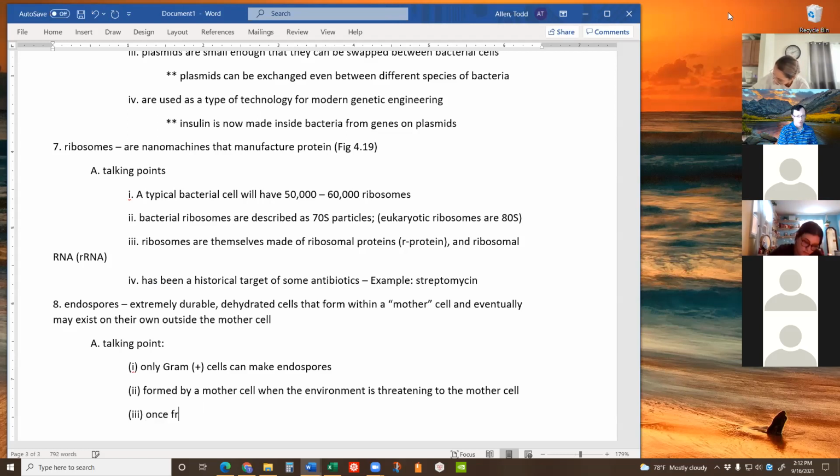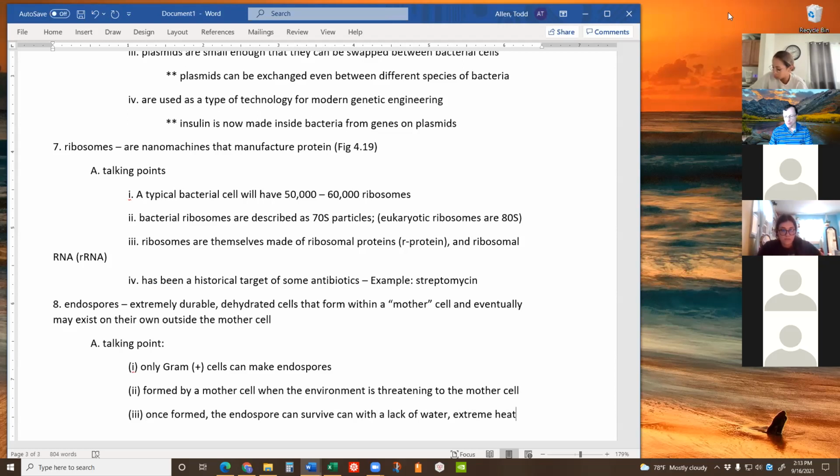Okay, once formed, the endospore can survive an environment where there's a lack of water, can survive with a lack of water, it can survive extreme heat. And by extreme heat, I mean even up to the boiling point of water. Okay. Some species of gram-positives will form endospores that are capable of surviving even a few minutes of boiling water. That's how hot they can survive in.